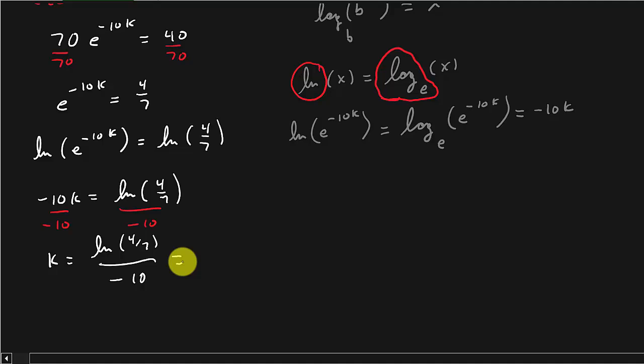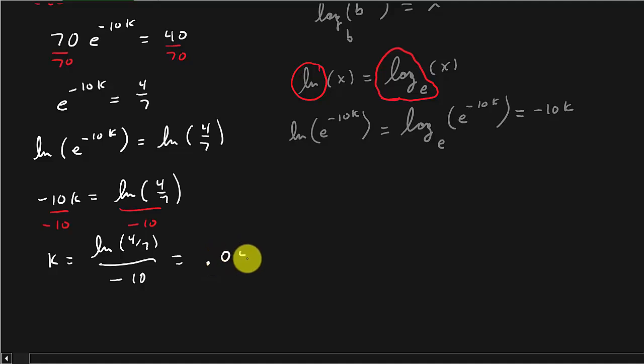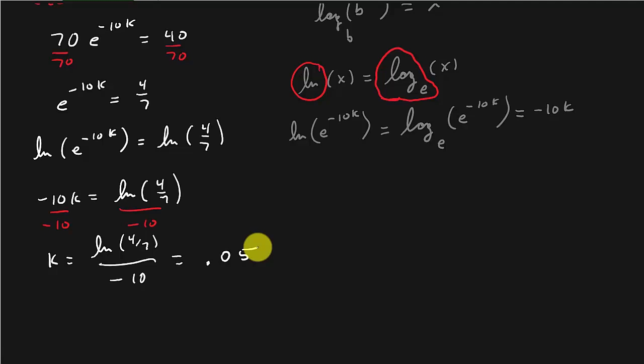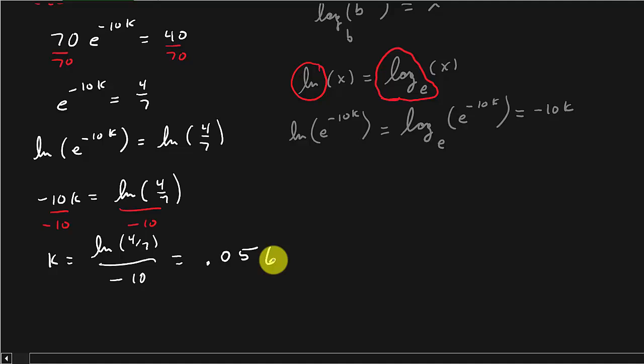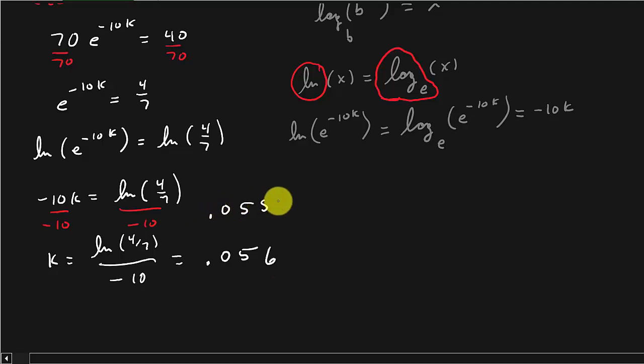And if we punch that into our calculator, you get 0.055961579. And what I'm going to do is I'm going to just round this to 0.056. The actual answer in the calculator is 0.055961579, but I'm going to round it to 0.056.